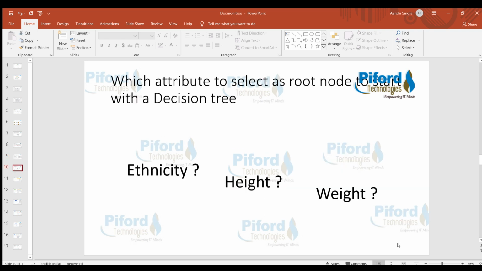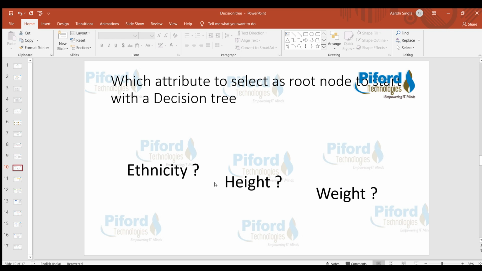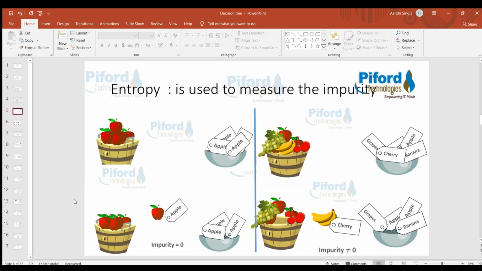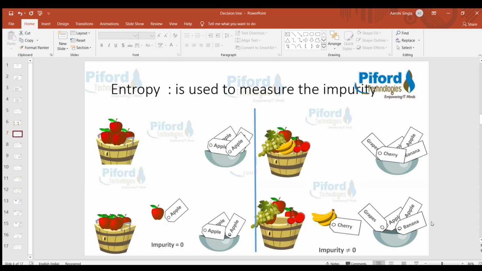Right. Now, after calculating the entropy of this dependent variable, our task is to choose the right independent column which we can use as a root node, right? A few minutes back I showed you the output, and this is the column we are using as a root node. Now we'll be doing the calculation for all of these, meaning we are going to calculate information gain for the ethnicity column, weight column and height column.